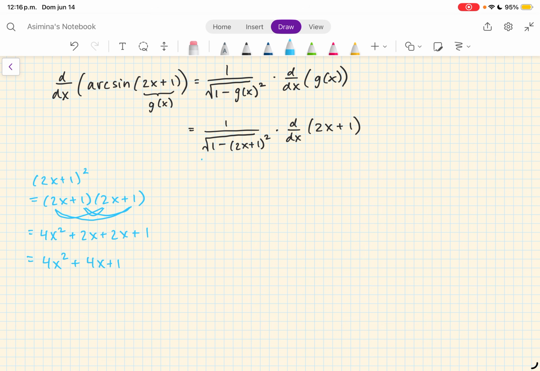And so we see here in the denominator we have 1 minus that. So I'm going to have 1 over the square root of 1 minus 4x squared plus 4x plus 1 times, now we have the derivative of 2x plus 1. So what is the derivative of 2x plus 1? Well, we can write that as the derivative of 2x plus the derivative of 1. So this is 0, and this here is just 2.